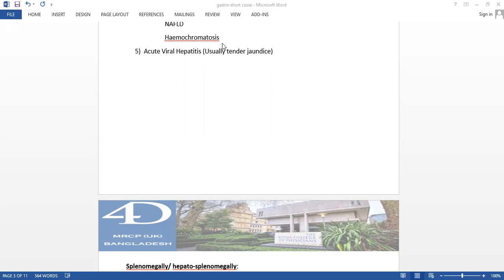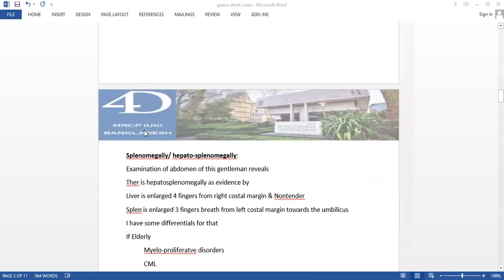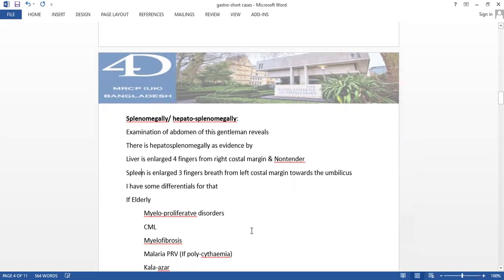Okay, thank you. Good. So examination of the gastrointestinal system of this gentleman reveals, to complete my examination, there is a hepatosplenomegaly, as evidenced by the liver enlarged 4 fingers from the right costal margin, non-tender, from the right mid clavicular line, and spleen enlarged 3 fingers from the left costal margin towards the umbilicus. I have some differentials for that.